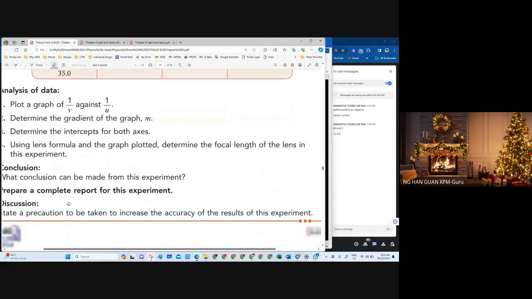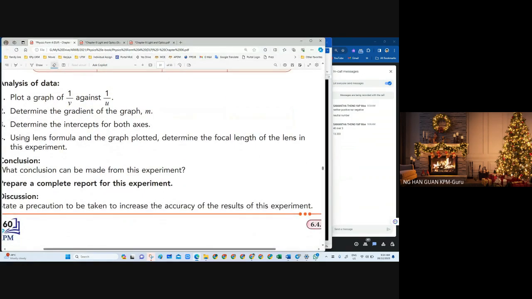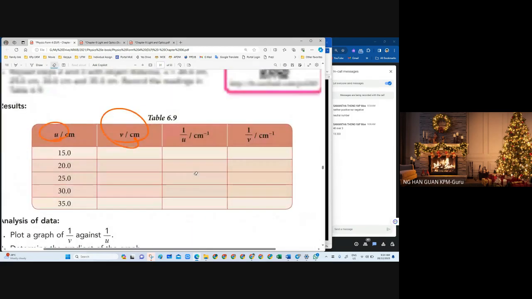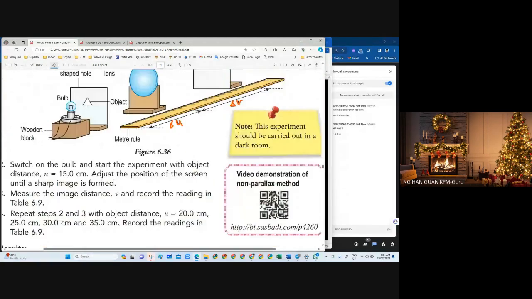So this is using the lens formula. Actually the graph plot will be a negative gradient graph, which decreases linearly. The intercept of the graph represents 1 over F. So we can use the intercept of the graph to get the result.